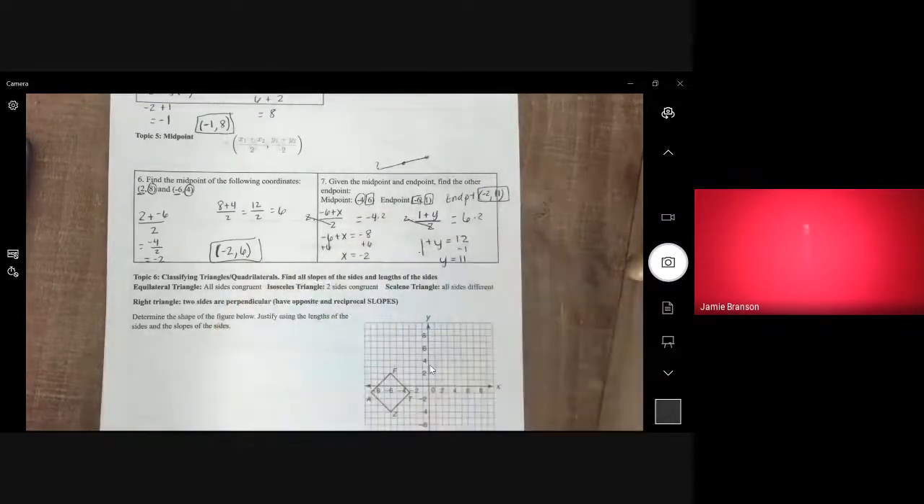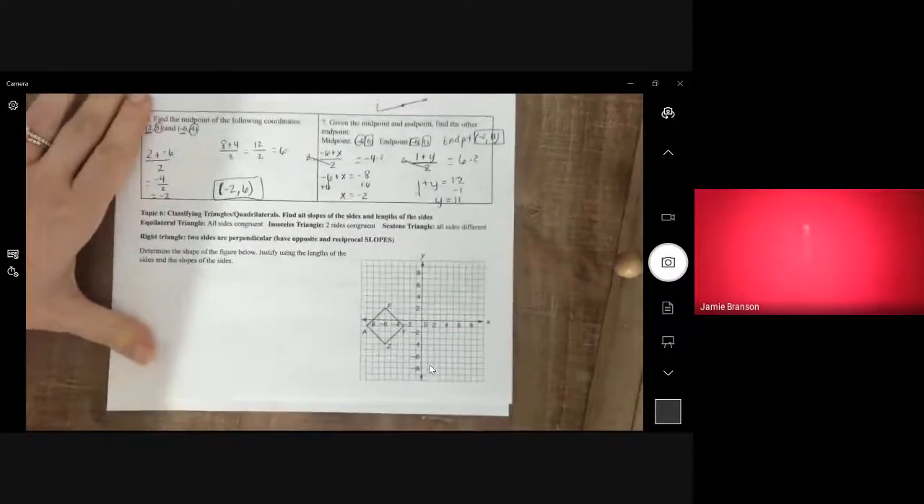So you should be able to look back and say, okay, is that actually in the middle or did I mess up somewhere? Or you can even think through it that way as well. Okay. And then our last one is on classifying shapes.